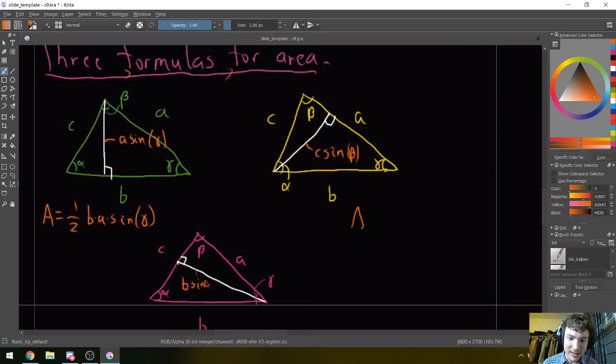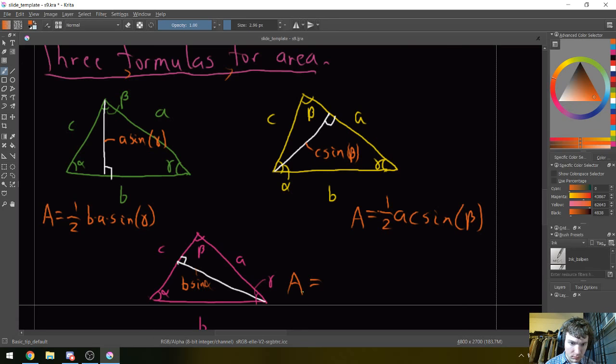Alright, so if we use the same thing in the yellow triangle, now the height is C sine beta. What's the base if we use that height? The base would be A. Yeah. A, right. So the area is a half A times C times sine beta. That's not a very nice thing to spell, I guess. But all right, so maybe you can do this in one step. What's the area of the pink triangle if we use this as the height?